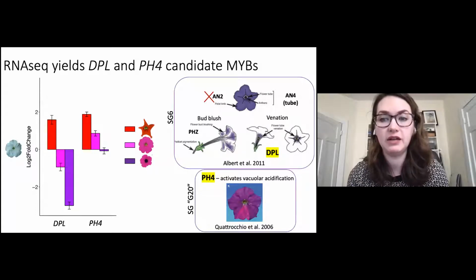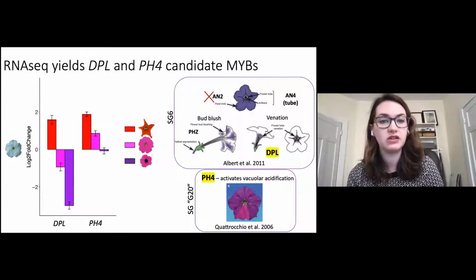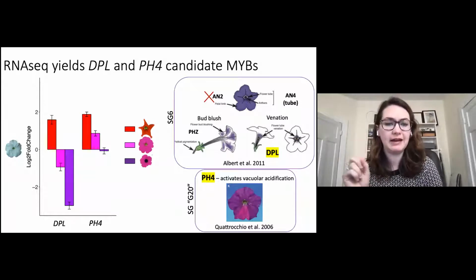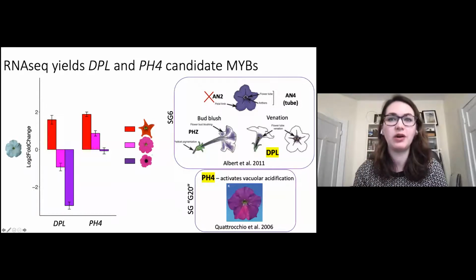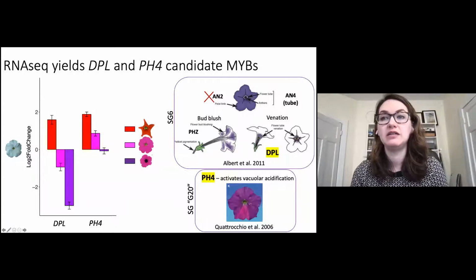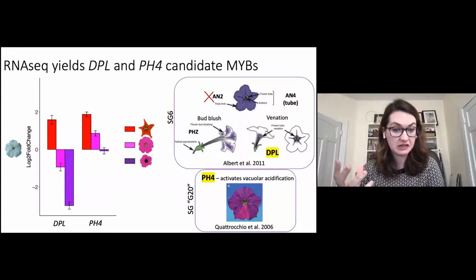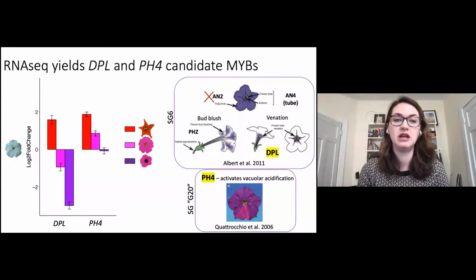So deep purple is abbreviated as DPL, and PH4 is actually not a MYB subgroup 6. PH4 is in its own weirdly annotated subgroup, and PH4 actually activates vacuolar acidification. And vacuolar acidification is also incredibly important in color hue, essentially. So this was interesting, a little surprising, and also interesting.